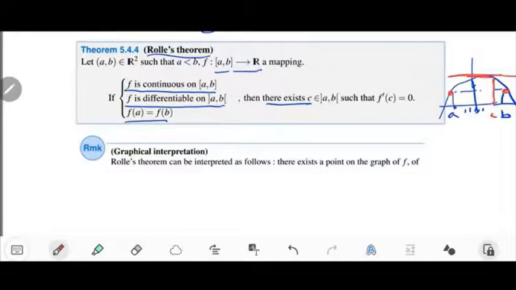Now watch out, this c is not necessarily unique. So you can have many points c where the derivative is equal to 0. But the theorem states that at least there is one c where the derivative or the slope is horizontal.